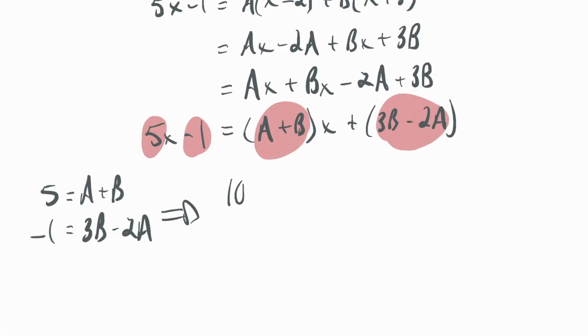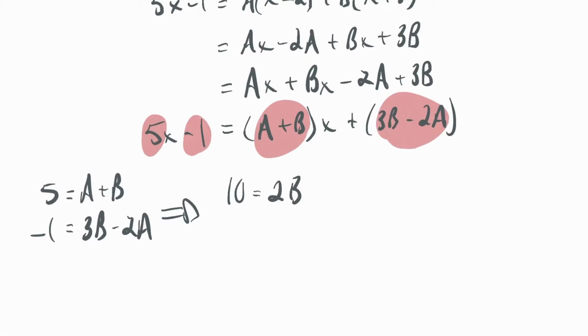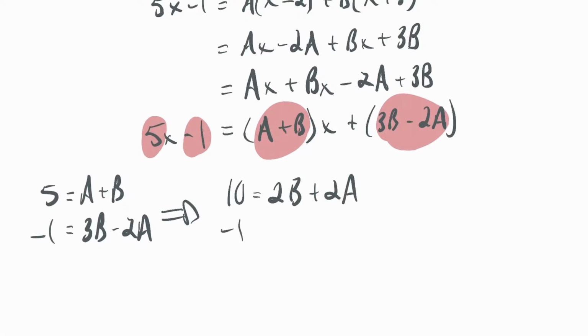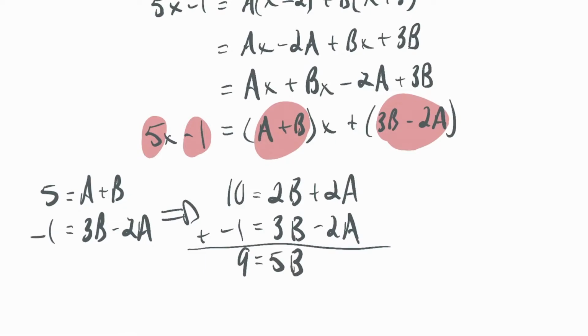So 10 equals 2b plus 2a. And then the other equation is negative 1 equals 3b minus 2a. So when I add these equations together, I get 9 equals 5b. And then I can divide both sides by 5 and get 9 over 5 equals b. I chose this problem kind of randomly. I did not choose one intentionally to have the numbers work out as whole numbers to be easier. I just kind of picked randomly.